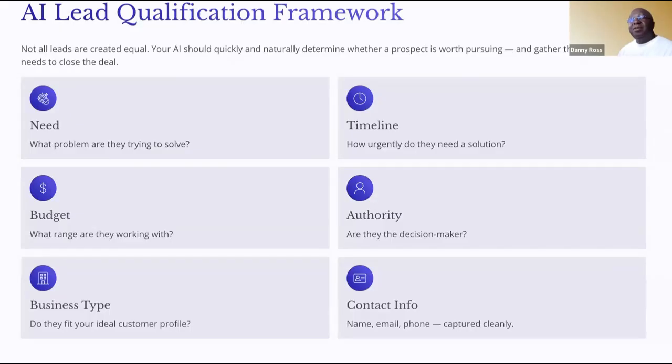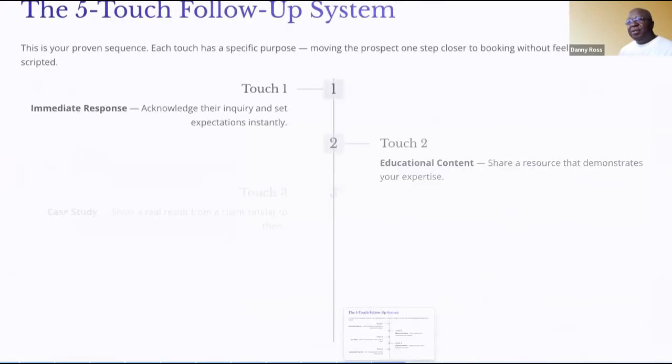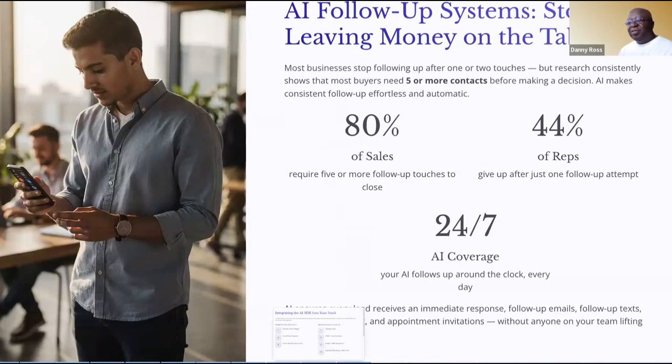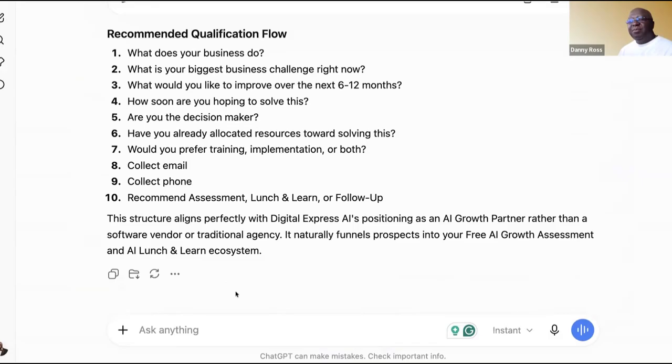I believe I might have skipped a slide. Sorry about that. That's the follow-up one. Okay, my fault. Let's do this. I'll do it the simple way. Recommended qualification flow. Let's do it this way.